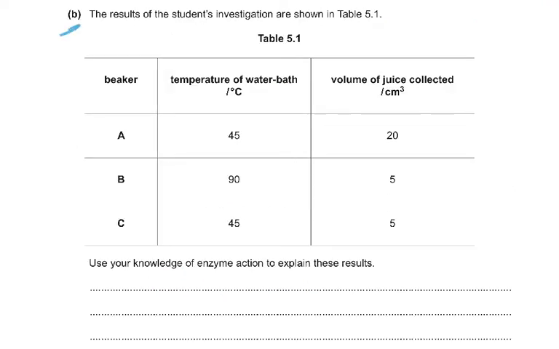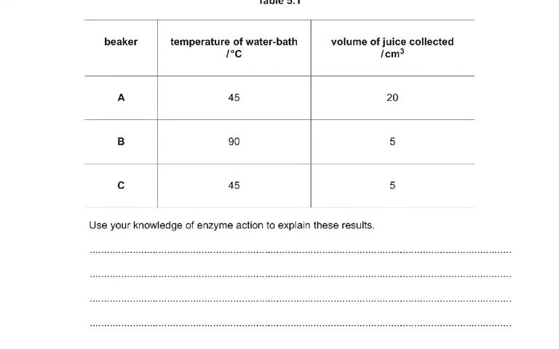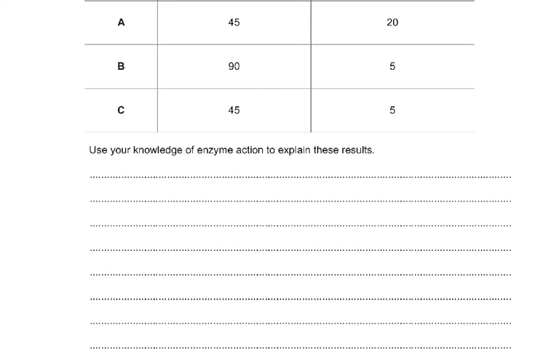Then we come to the B part of the question. The results of the student's investigation are shown in table 5.1. Beaker A was kept at 45 and the volume of juice was 20 cm³. B was 95 cm³ and C was 45 and 5 cm³. Use your knowledge of enzyme action to explain these results. Now what has happened? Beaker A produced more juice than beaker B.